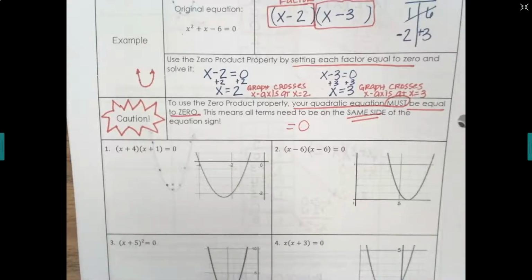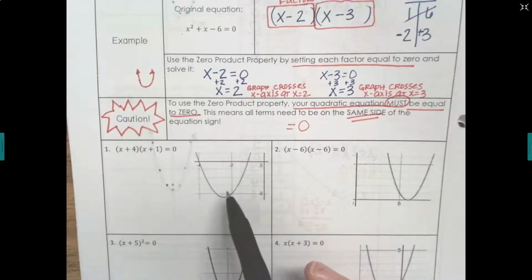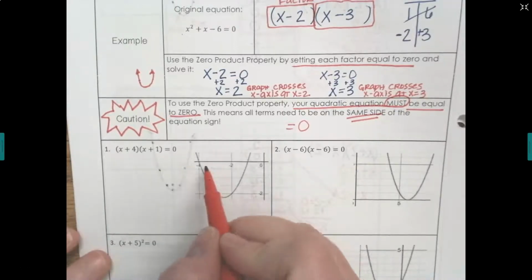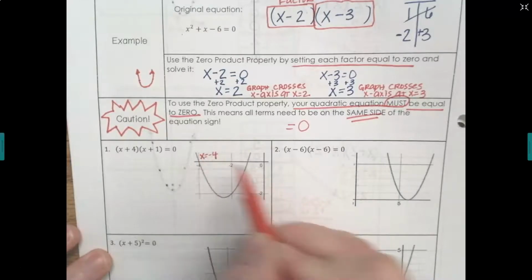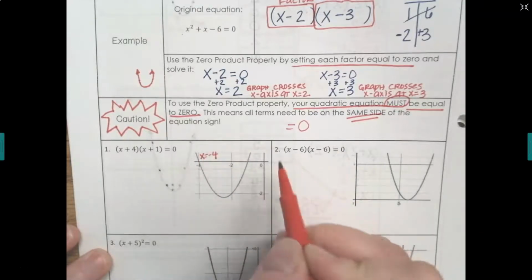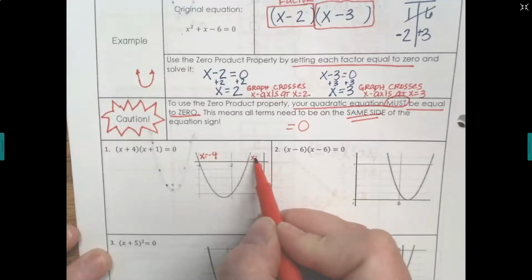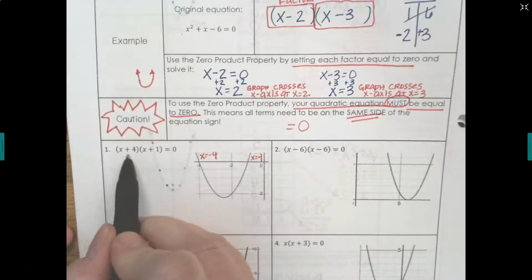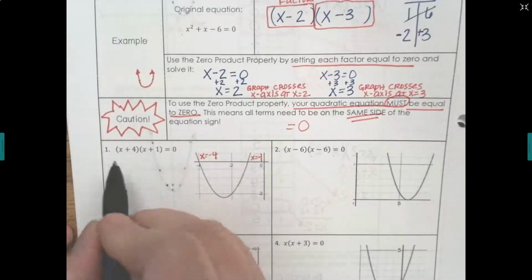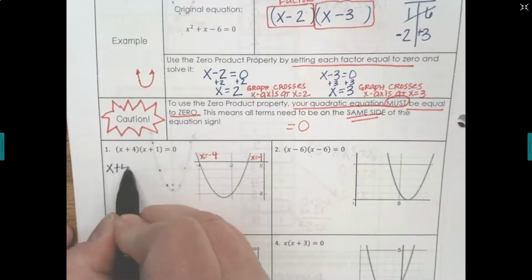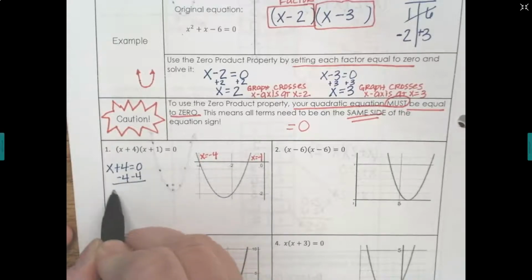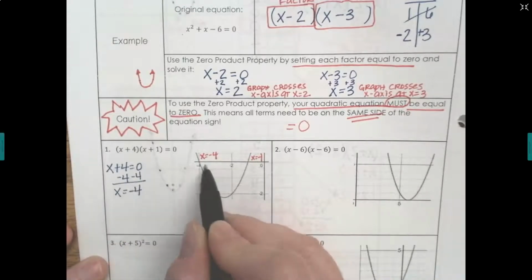So these first couple, I wanted to help drive home the idea that we're not always going to have the graph to be able to look at. So here we have, let's label these before we start. This says x equals -4, and this says x equals -1. It's a little light. Okay, so when I use the zero product property, I've already factored this for you, so that makes it a little bit easier. So we have x plus 4 equals 0. So when I solve it, I get x equals -4 right there.